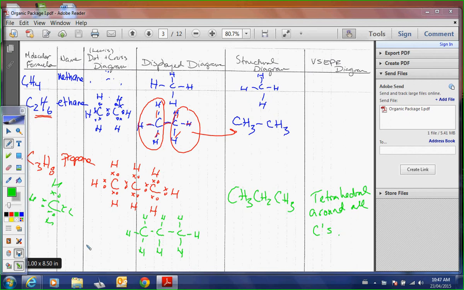Okay, so now I'm going to get you to do all the way up, except for the naming, because you're not going to really know the naming. But I'd like you to do the molecular formula, the dot and cross diagram, the display diagram, and a structural diagram for all the way up to C10H22. Okay? This will be the last time I get you to do this many all like this. But I think it's good for us to do it once so that we're reminding ourselves of dot and cross diagrams from Chem 20. Okay?